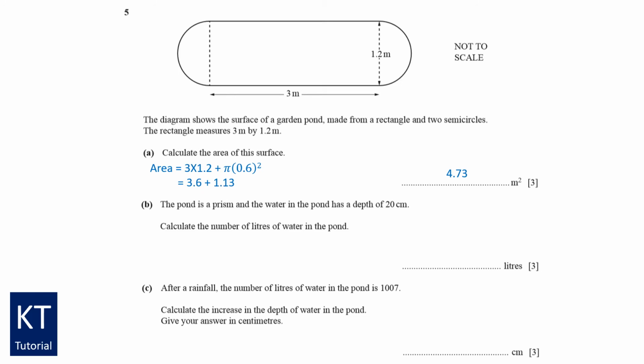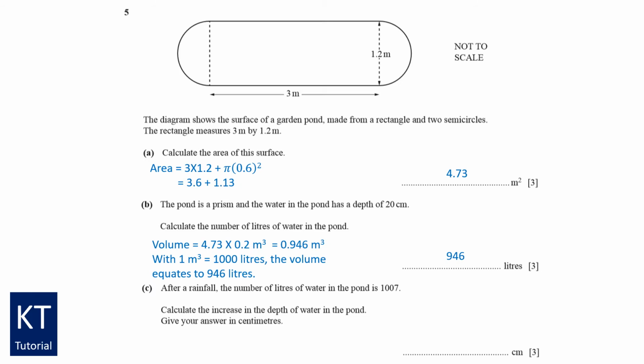Next, the pond is a prism and the water in the pond has a depth of 20 centimeters. Calculate the number of liters of water in the pond. We start by identifying the volumetric space, which is the area being multiplied by its depth. Then we will convert this volumetric space into liters.